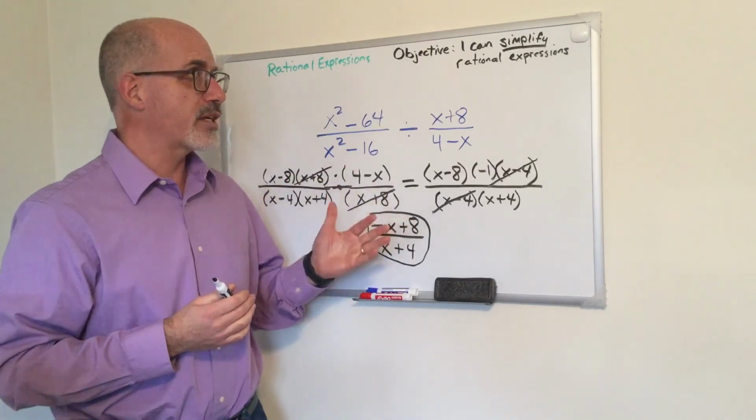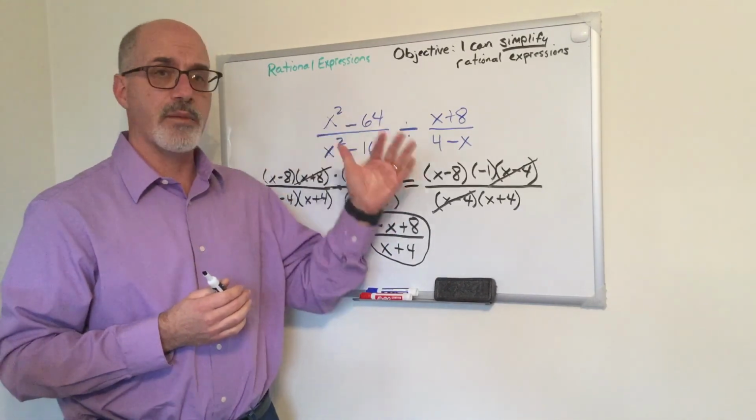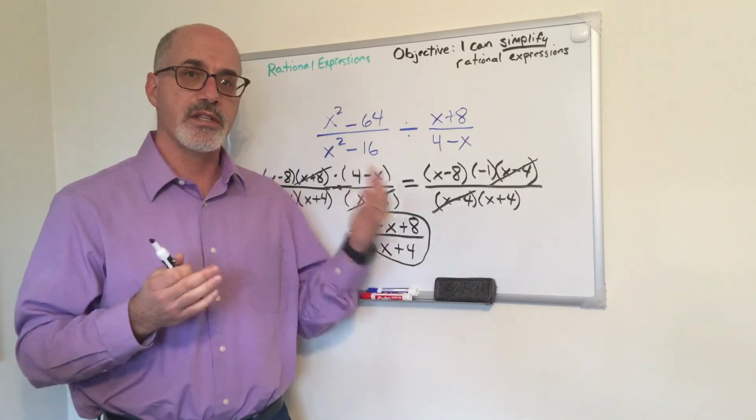So simplifying rational expressions, when you have the ratio of a couple polynomials, multiplication or division, this is how you simplify them.